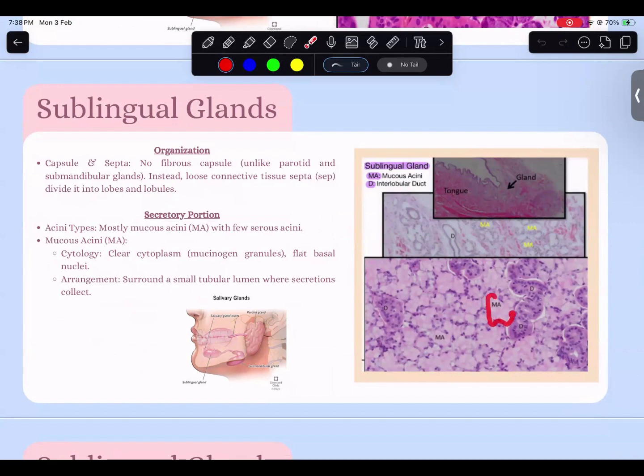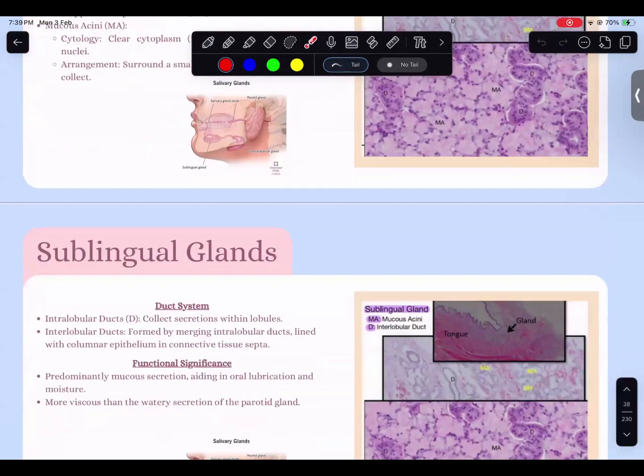So as we said, it's going to be mostly mucus secretions from this gland. So you're just going to see mucus acini, which is going to be pink. And you're also going to see the ducts, which are interlobular ducts here, just ducts. So in the histology slide, if you just see serous acini with the duct, it's going to be parotid gland. If you see serous acini, mucus acini, and serous demilunes, it's the submandibular. If you just look at mucus acini, it's sublingual. That's how you're going to differentiate between them.